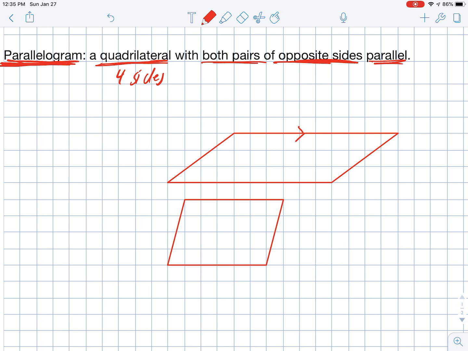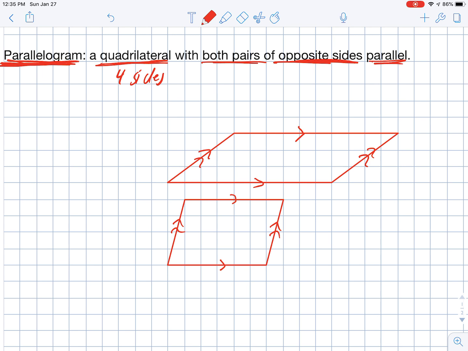I've sketched a couple of examples of parallelograms. In this first one, we see those two sides are parallel to each other, and those two sides are parallel to each other. If that's true, it's a parallelogram. Here's another example where, again, those two are parallel, and those two are also parallel.